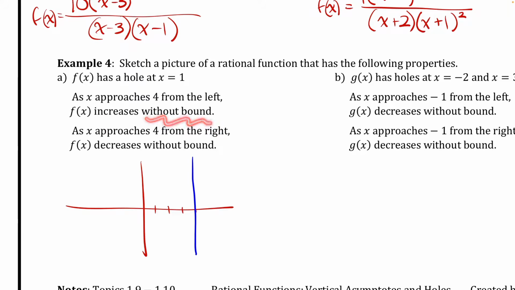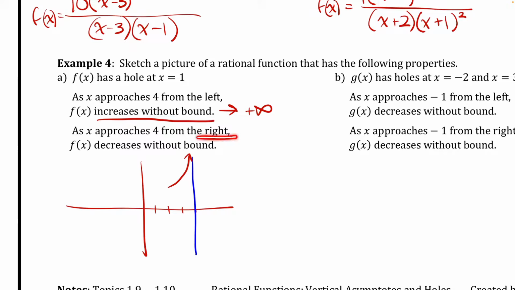Without bound just means infinity. Boundless means you're infinite. So increases without bound is positive infinity. If you need to write that down in the notes, say increases without bound turns into positive infinity, which means my height goes off the charts. So we'll say the height goes off the charts up here.